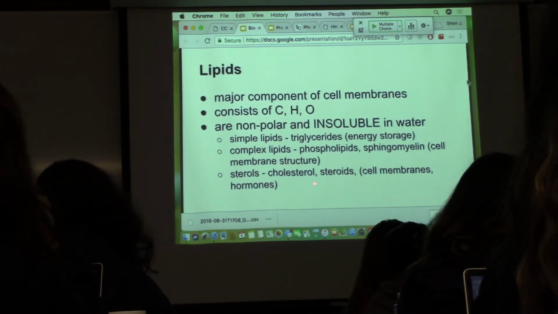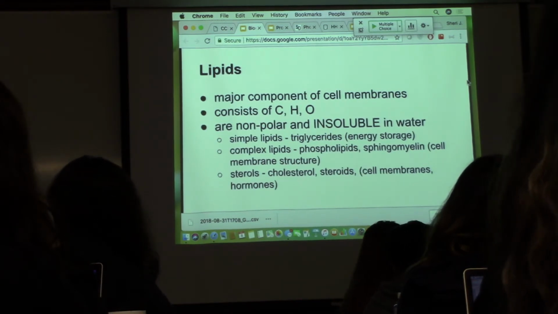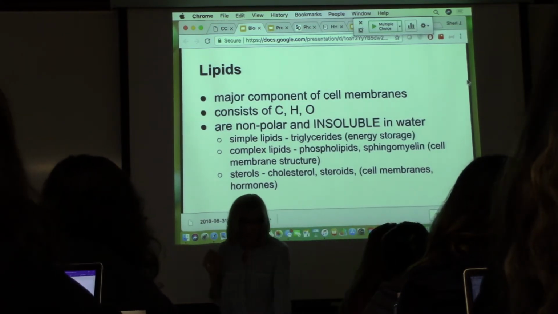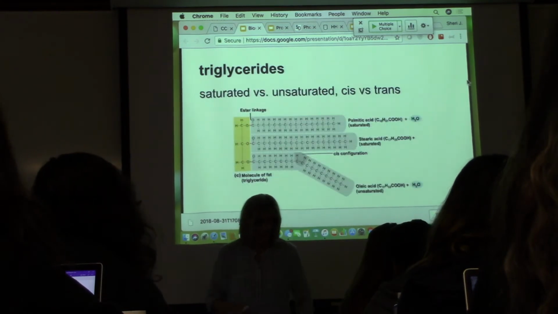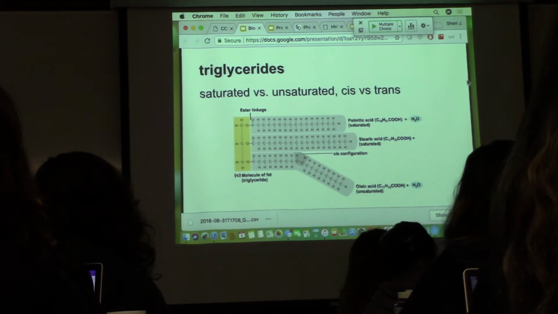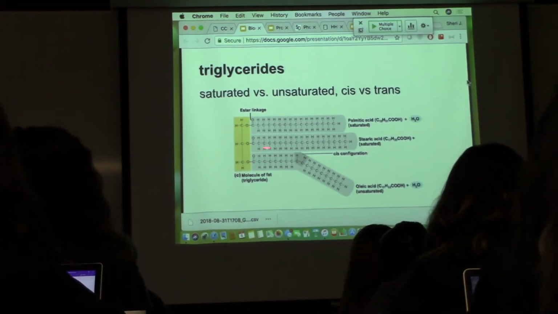Things like cholesterol are steroids. There are steroid hormones. Bacteria don't have these, at least not the way we do. Things like estrogen and testosterone and progesterone are all steroids. Cholesterol is actually a really important part of cell membranes, by the way. This is a triglyceride. Again, just jogging your memory. Triglycerides have a glycerol molecule and 3 fatty acids.